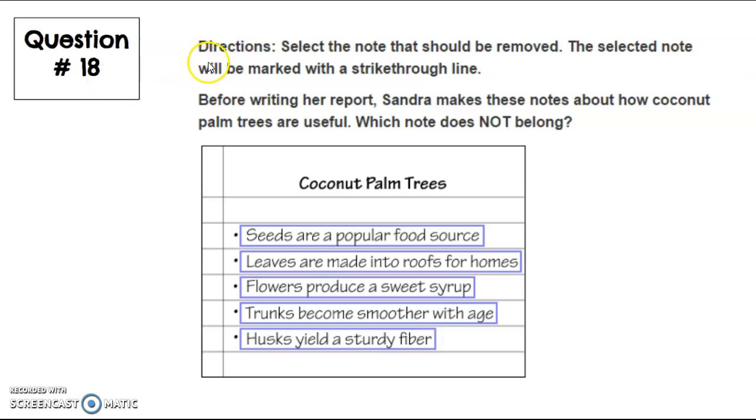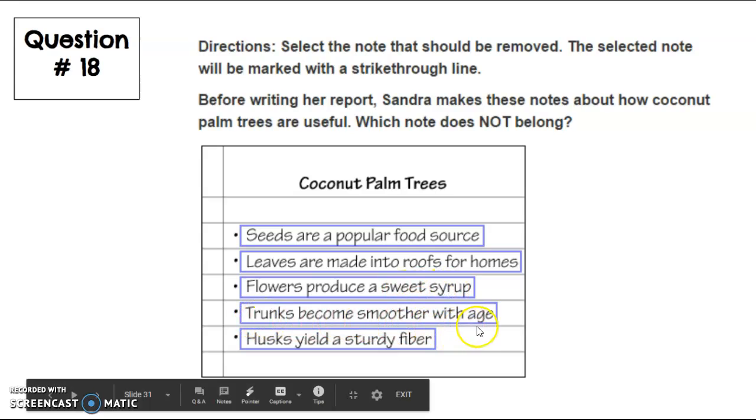Question number 18. Directions. Select the note that should be removed. The selected note will be marked with a strike-through line. Before writing her report, Sandra makes these notes about how coconut palm trees are useful. Which note does not belong? Coconut palm trees. Seeds are a popular food source. Leaves are made into roofs for homes. Flowers produce a sweet syrup. Trunks become smoother with age. Husks yield a sturdy fiber.